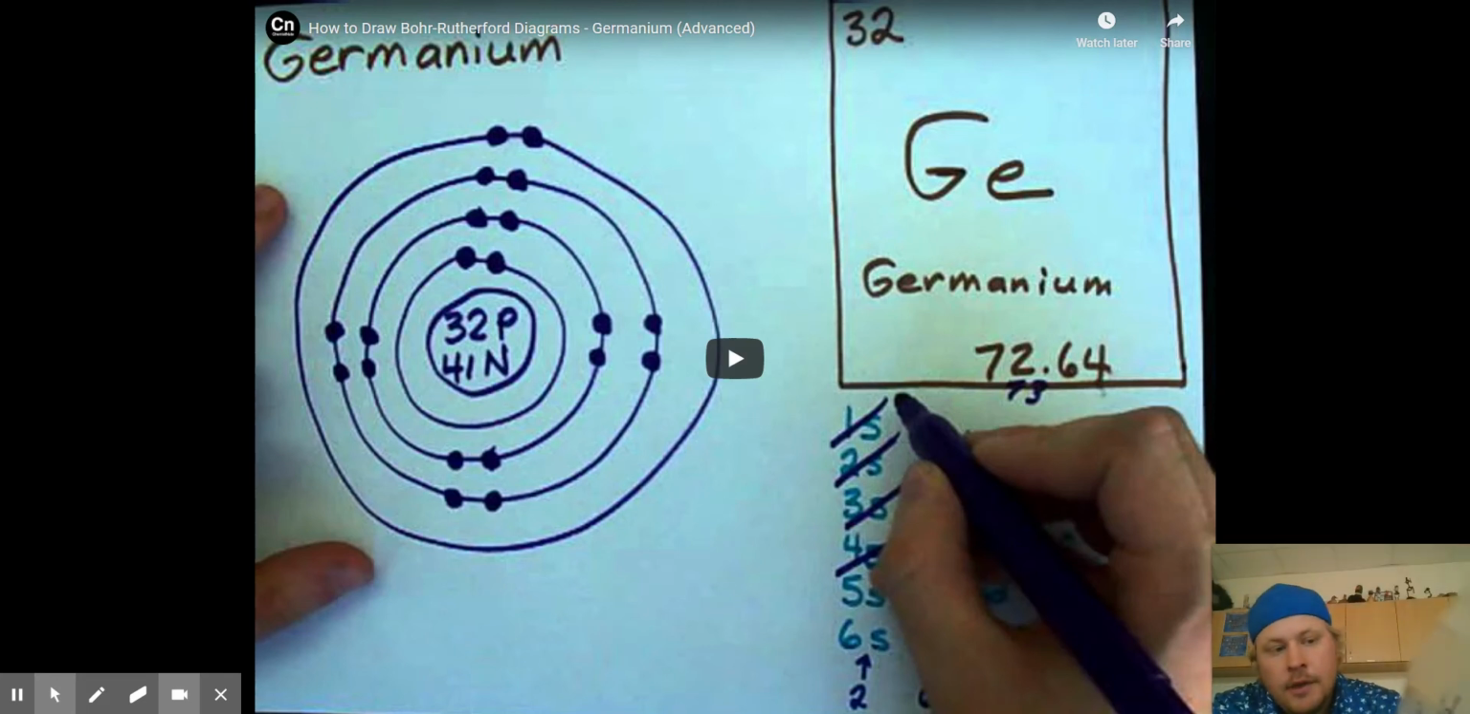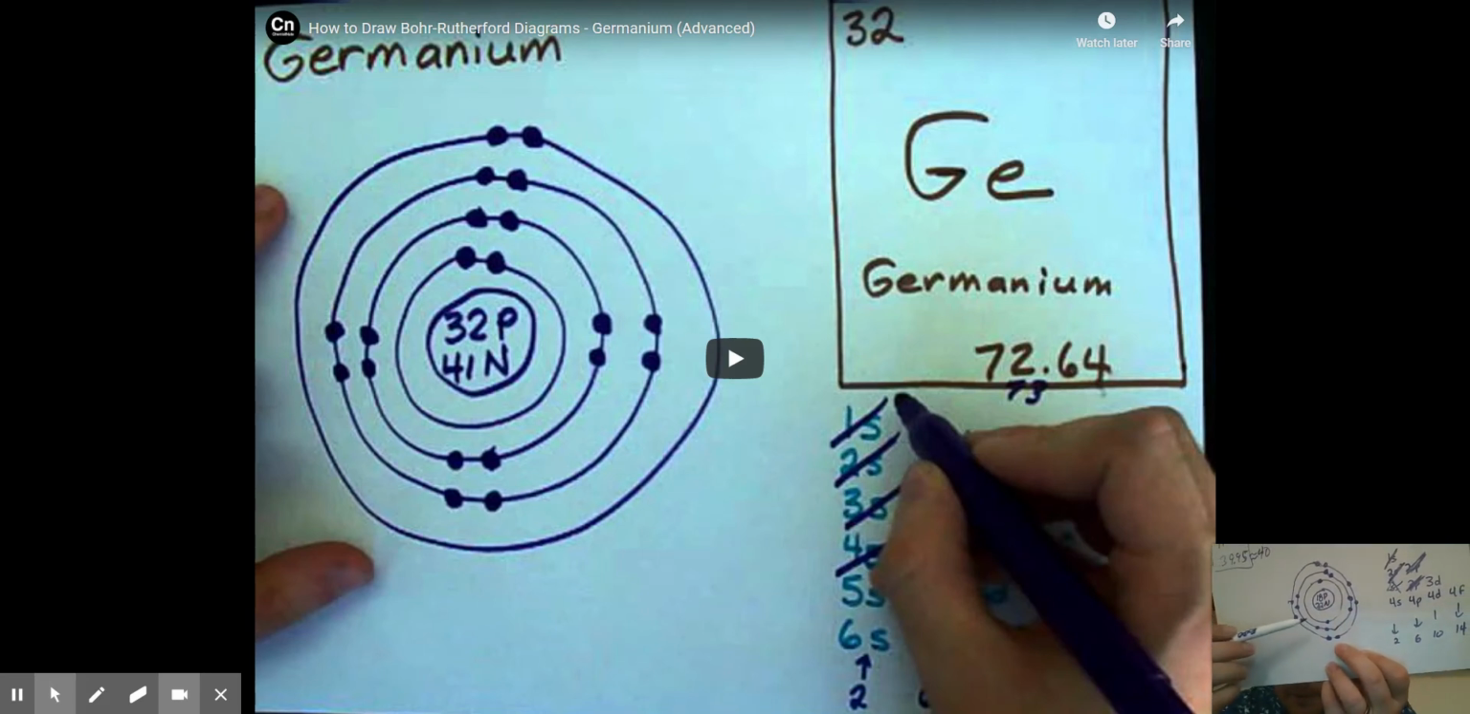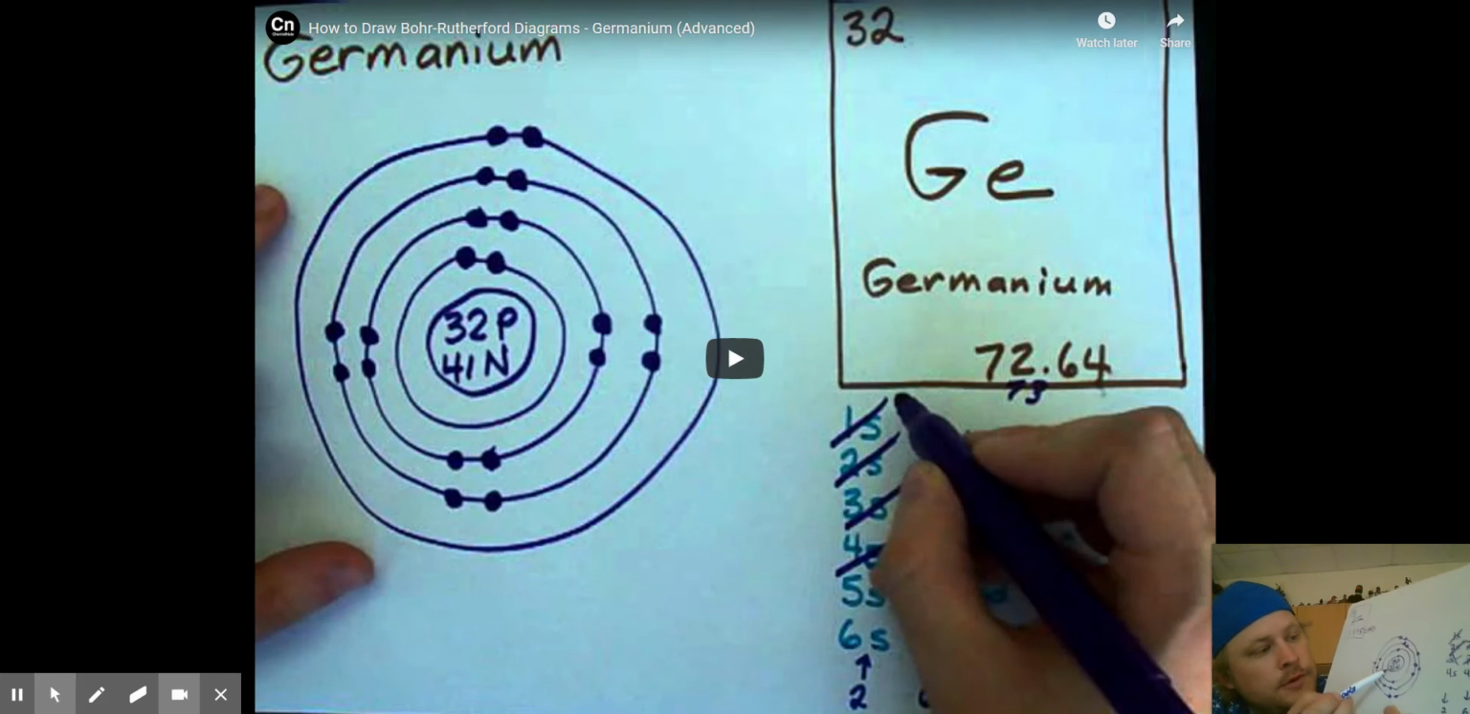What's our next one? 3p. 3p, remember p orbitals can hold 6. 1, 2, 3, 4, 5, 6. So let's count the number of electrons. 2 in the first orbital, 8 in the second orbital, and 8 in the third orbital, for a grand total of 18 electrons. Remember, 18 electrons, 18 protons. So now is the next step.